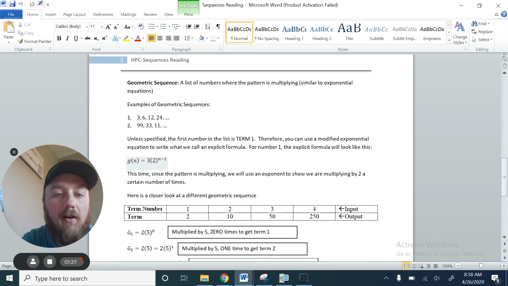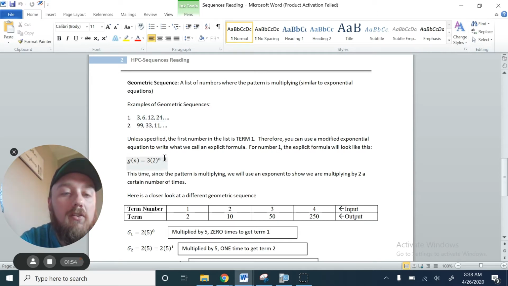But if we break it down, what we see is the 3 is very specific. It's actually the first term. So when you have a sequence, that number, in this case 3, is going to be your first term in the sequence. The 2 is going to be the number you're multiplying by. So in this case, we're doubling every time. We're taking each number in the sequence times 2 to get the next term.